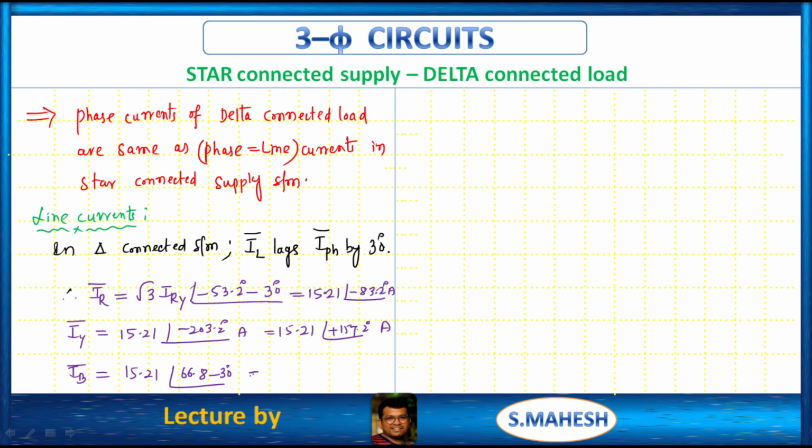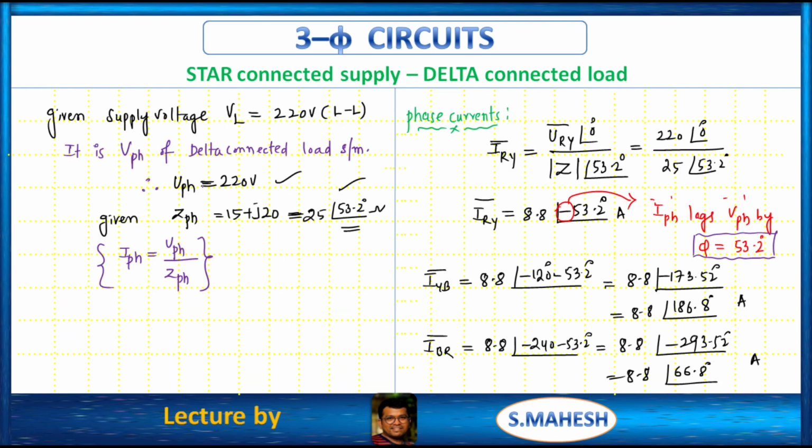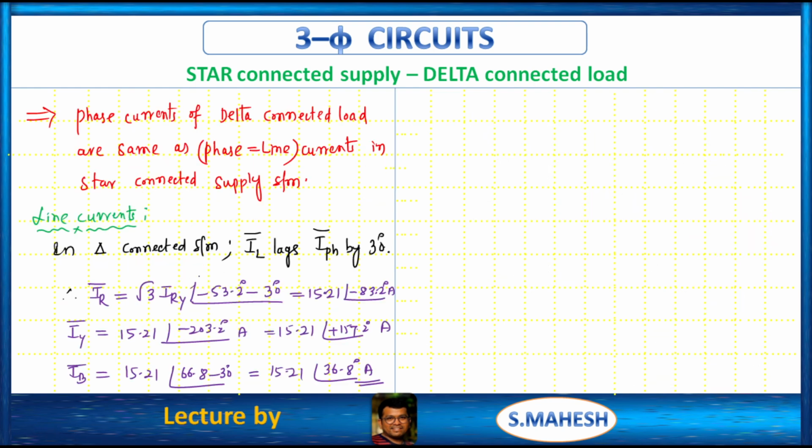Which equals 15.21 at an angle, what is the angle? 36.8. That's it. The load is balanced, which means the magnitudes of IR, IY, IB are the same. Obviously the summation of these three currents should equal 0. If you have any doubt, take a calculator and calculate that summation, right? So we have completed the phase currents as well as line currents.